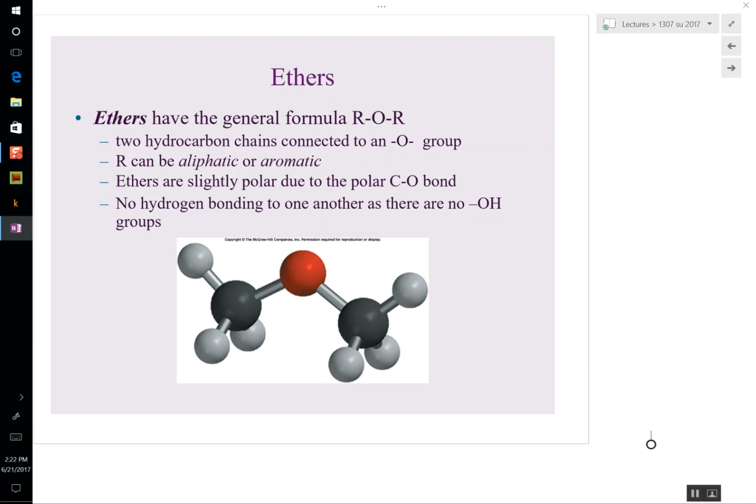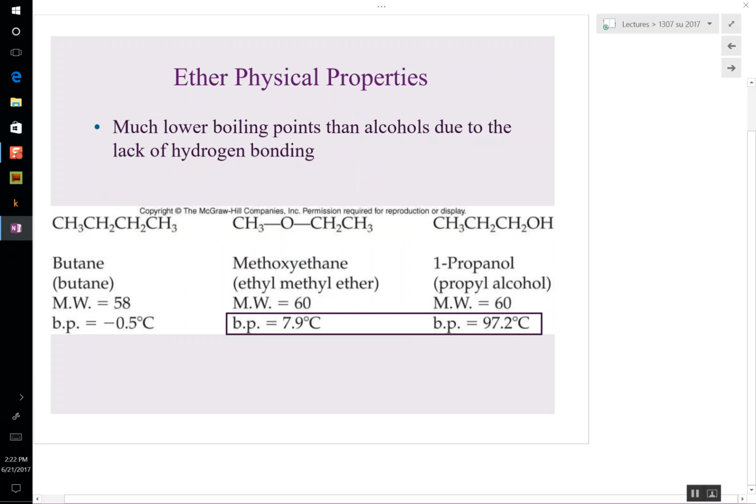The OH bond is highly polar. The CO bond is not as polar as an OH bond. And so there's no hydrogen here. So these are a little bit polar, more polar than alkanes, but not as polar as alcohols. And again, when I talk about polarity, your eyes are going to roll later because you're going to say, oh, he's going to talk about boiling points again.